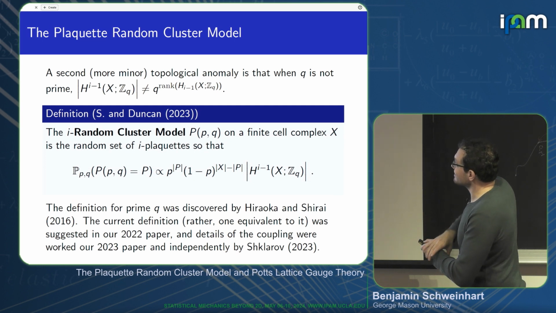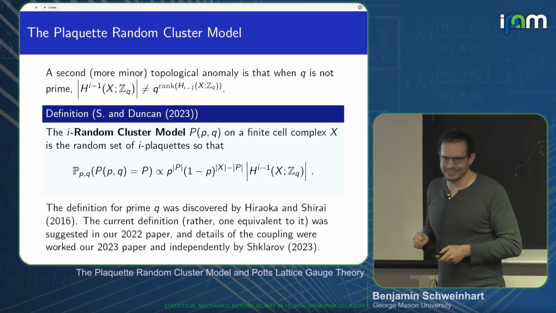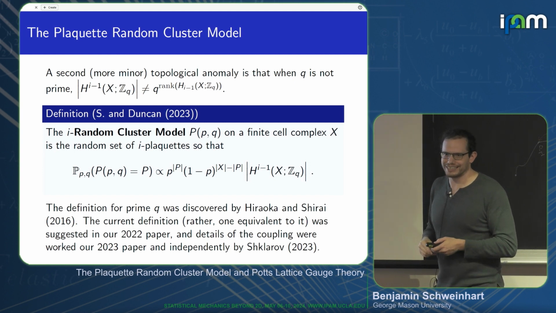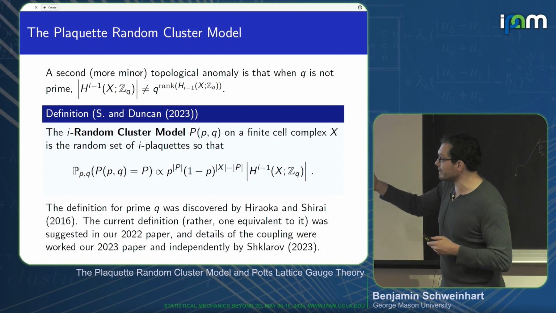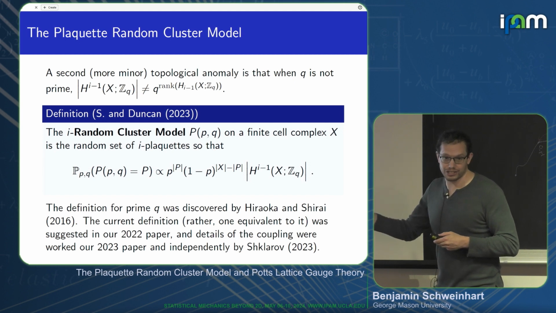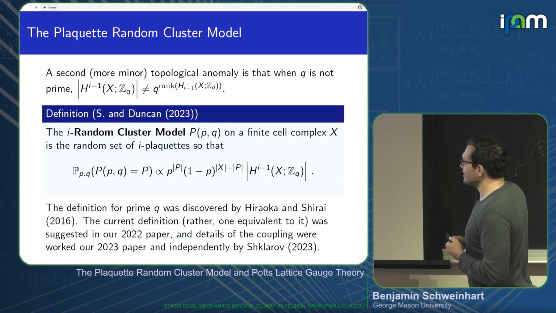the second, more minor topological anomaly is that when Q is not prime, you might not be able to write your probability in terms of Q to the rank of it, because this can have something called torsion. So instead, we're going to use our weighting factor as the number of elements in your 1-dimensional cohomology of your 2-dimensional cell complex. So that is the plaquette random cluster model.